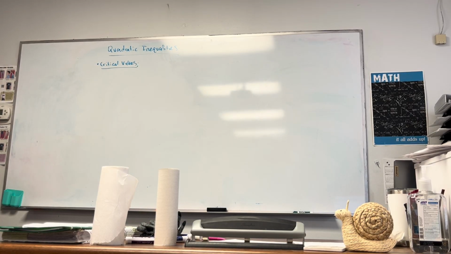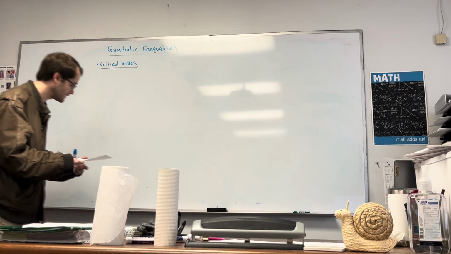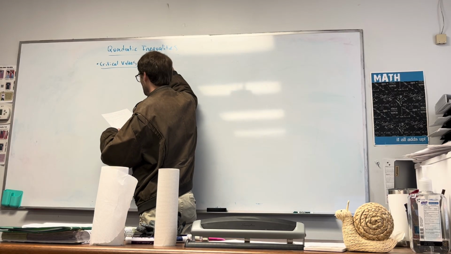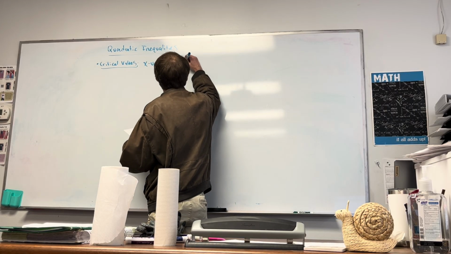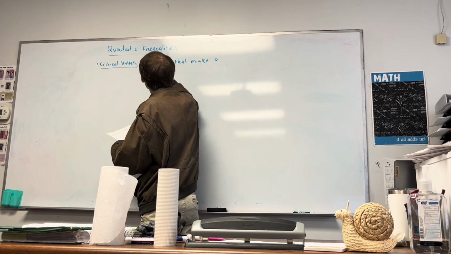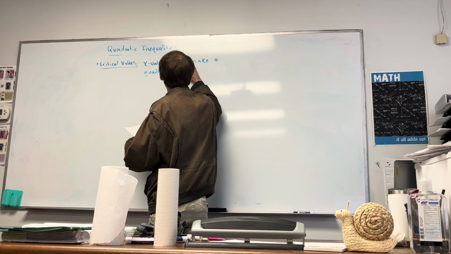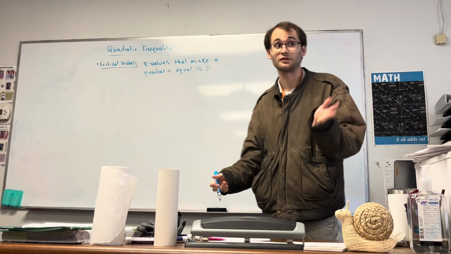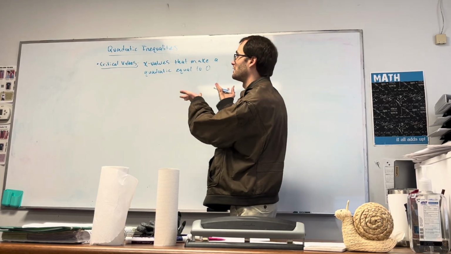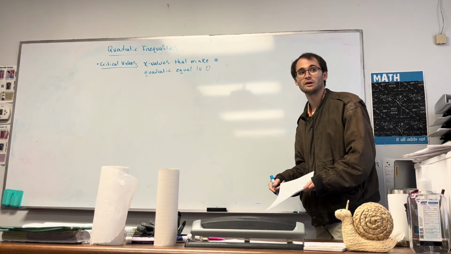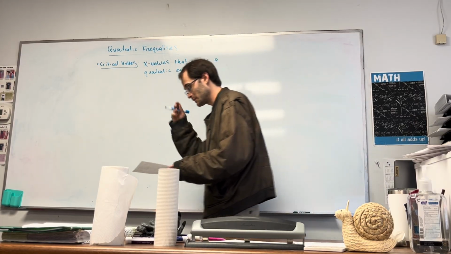So this is something we actually already know plenty about. We've done plenty with these. We're just giving them a kind of fancy name in this context. All these are, they're the x values that make a quadratic equal to 0. So we've been doing this plenty. Anytime you have solved a quadratic in the past month, you have found critical values. And we'll need those to solve quadratic inequalities.